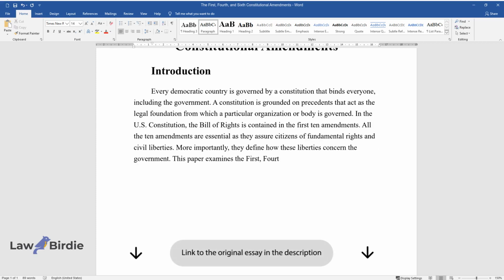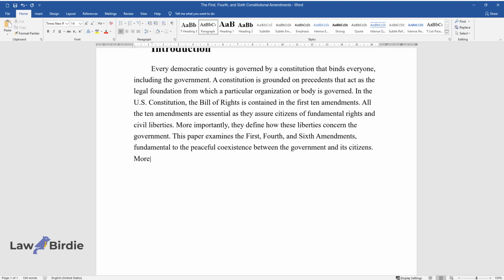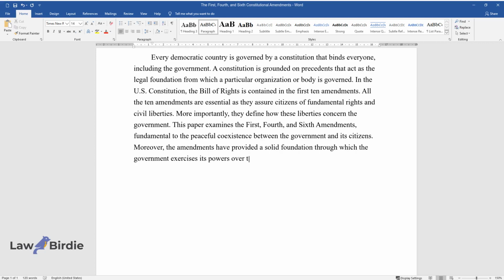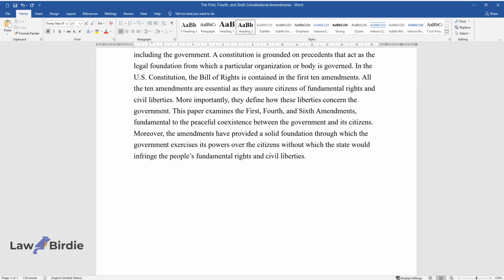This paper examines the First, Fourth, and Sixth Amendments, fundamental to the peaceful coexistence between the government and its citizens. Moreover, the amendments have provided a solid foundation through which the government exercises its powers over the citizens, without which the state would infringe the people's fundamental rights and civil liberties.